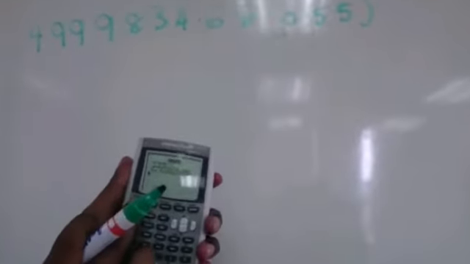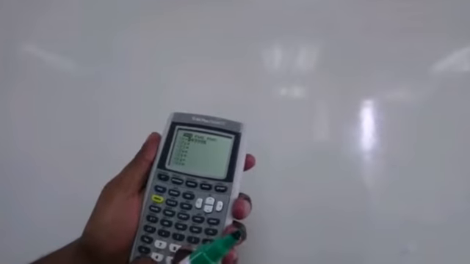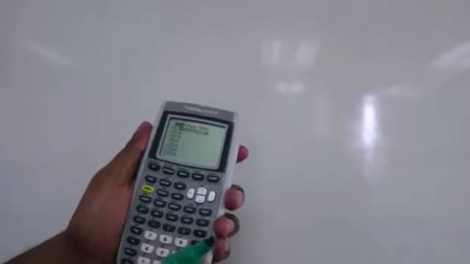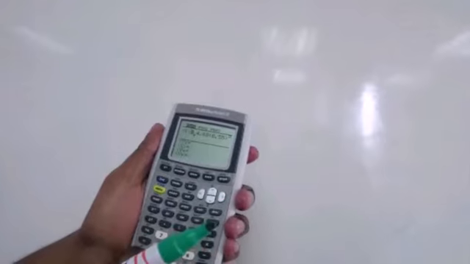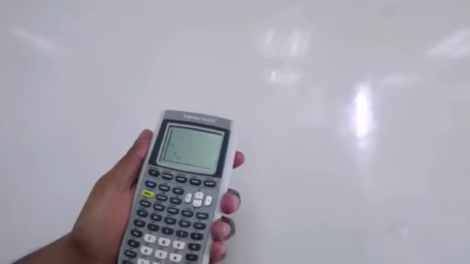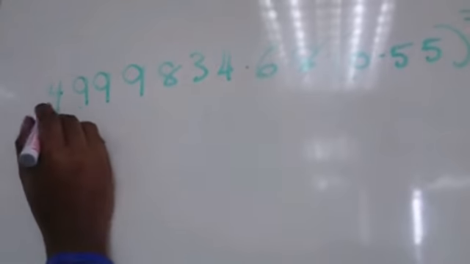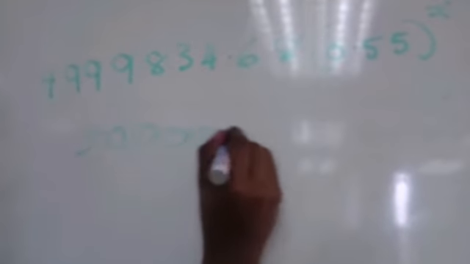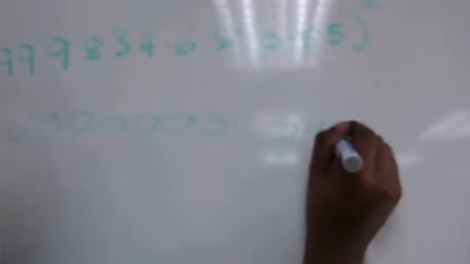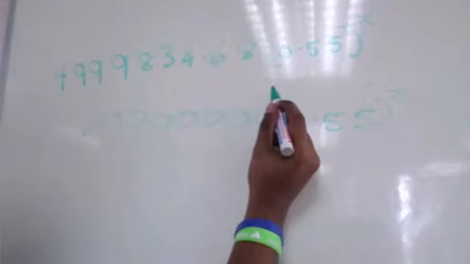So you go to y equals, you put in an equation: 4999834.68 brackets 0.55 to the power of x, and you graph. Ta-da! If you guys are lazy, you guys could round off this to 5 million times 0.55 to the power x. It will be the same. But I would suggest this as it's more accurate.